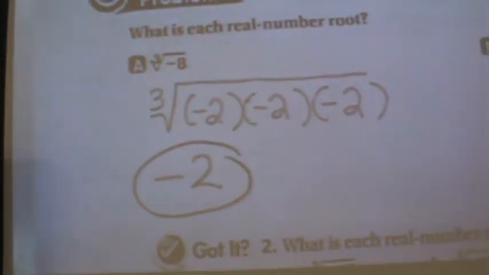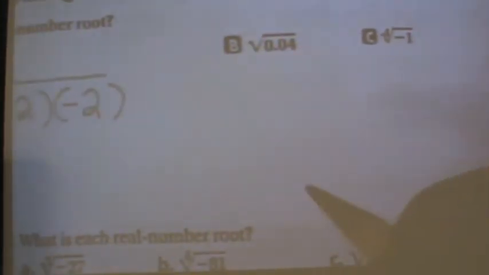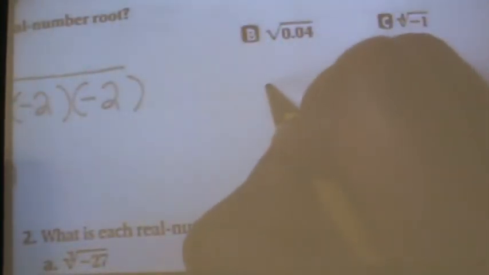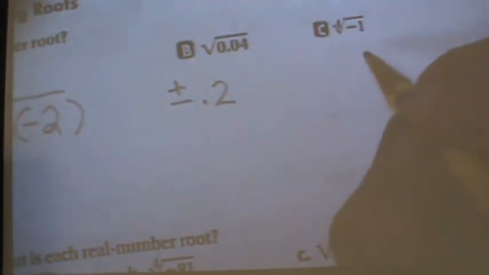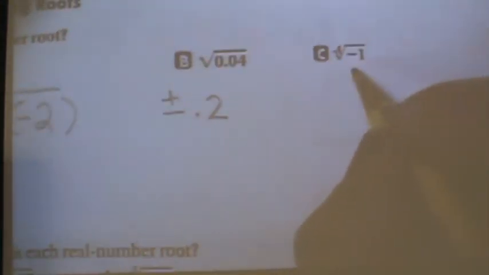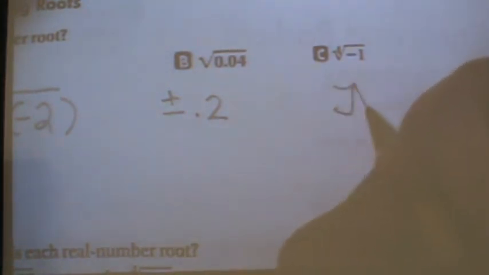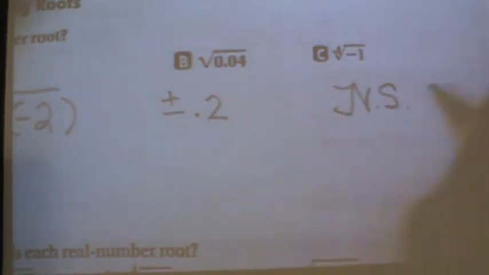Excellent. How about B? Would be 0.2. Is there another answer? Plus or minus. Yep. And how about C? This says the fourth root of -1. No solution. I'm just going to write NS. Why can't you do it? Because it's negative and it's an even root.